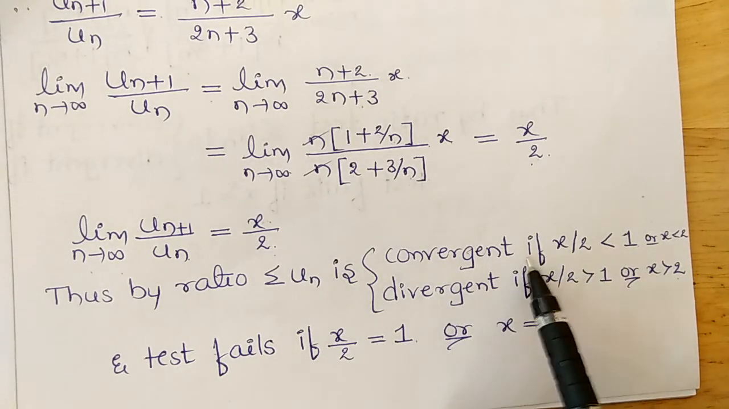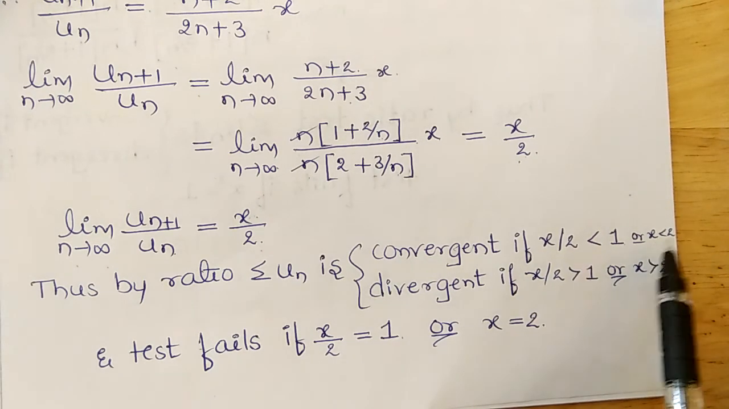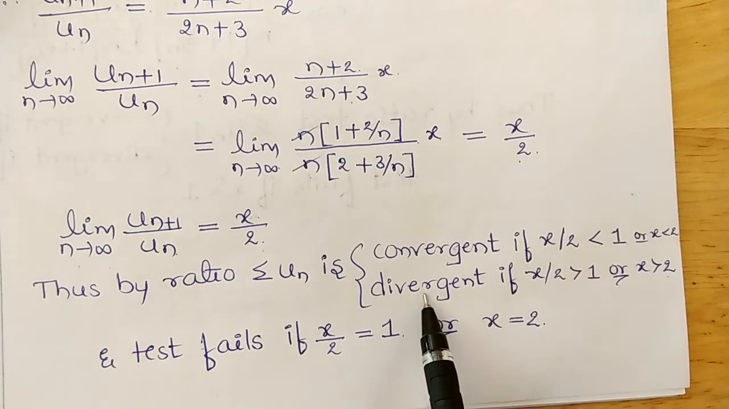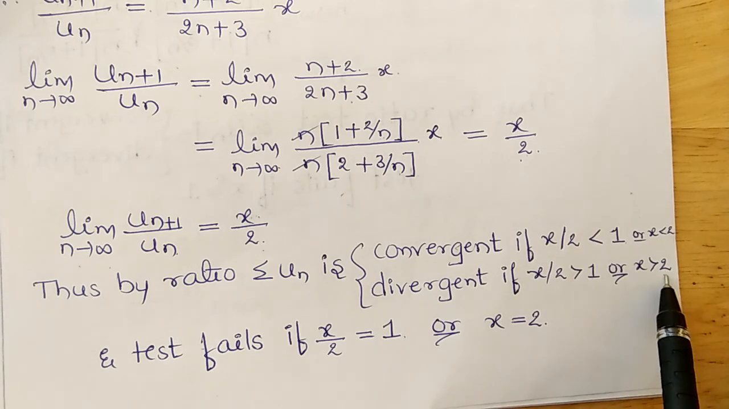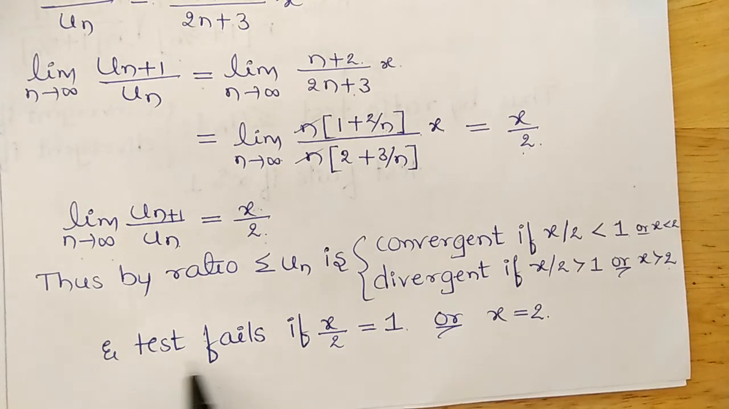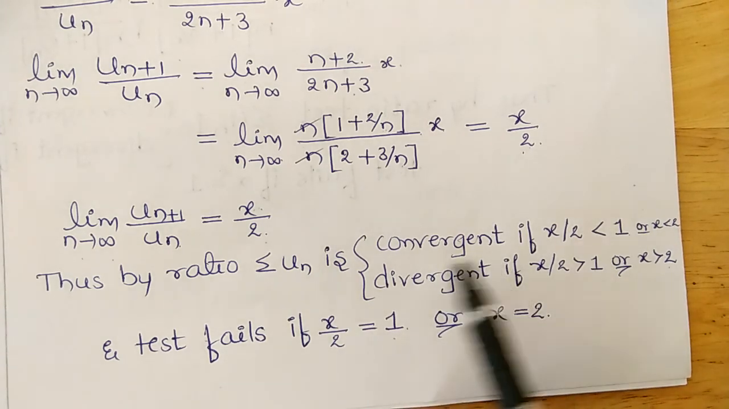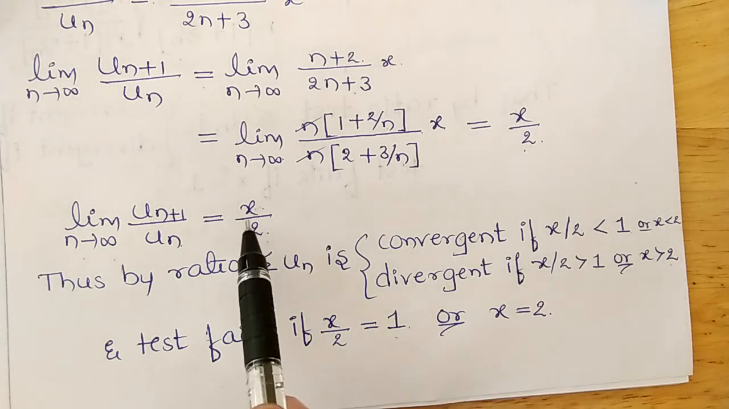So it is convergent if x by 2 is less than 1, or x is less than 2. It is divergent if x by 2 is greater than 1, or x is greater than 2. The test fails if x by 2 is equal to 1. All these three results depend on the value of x.